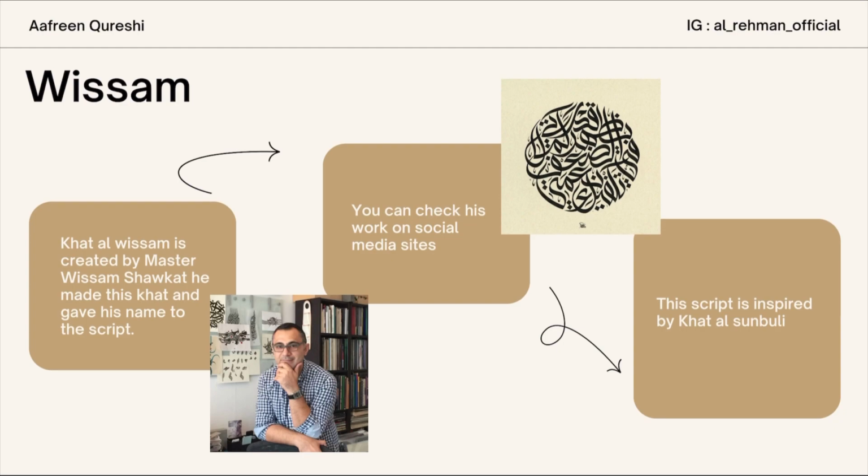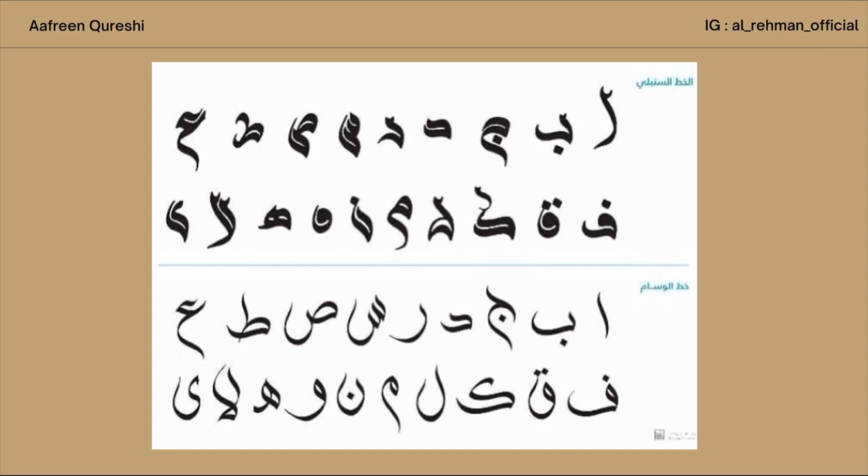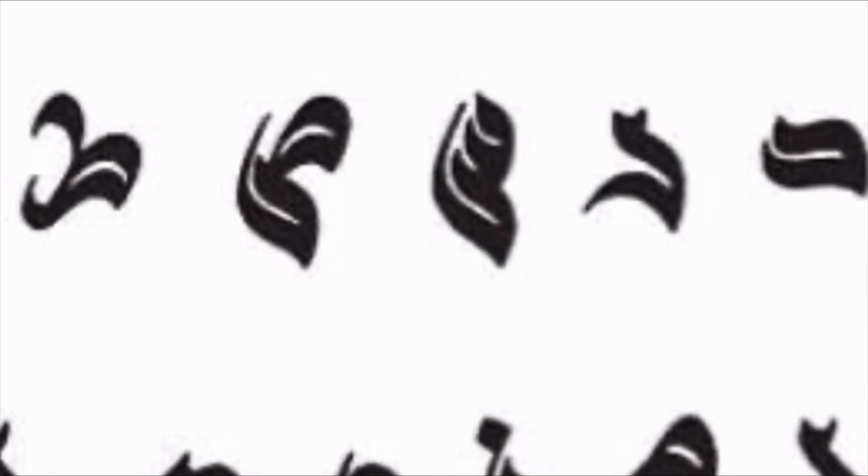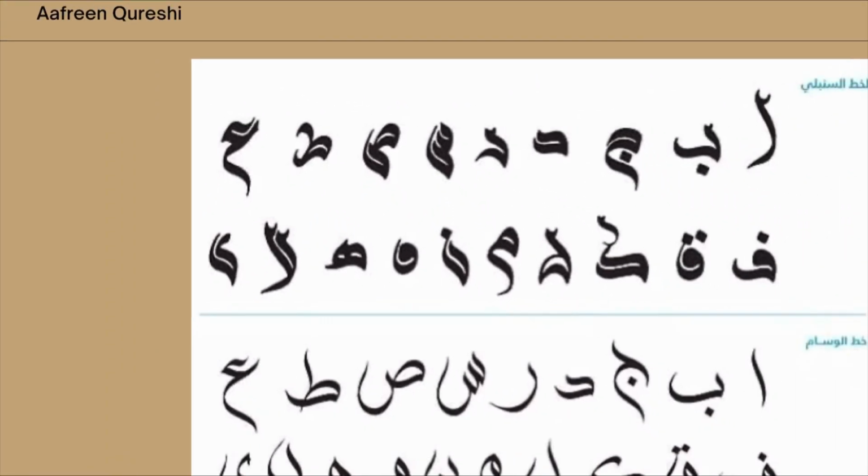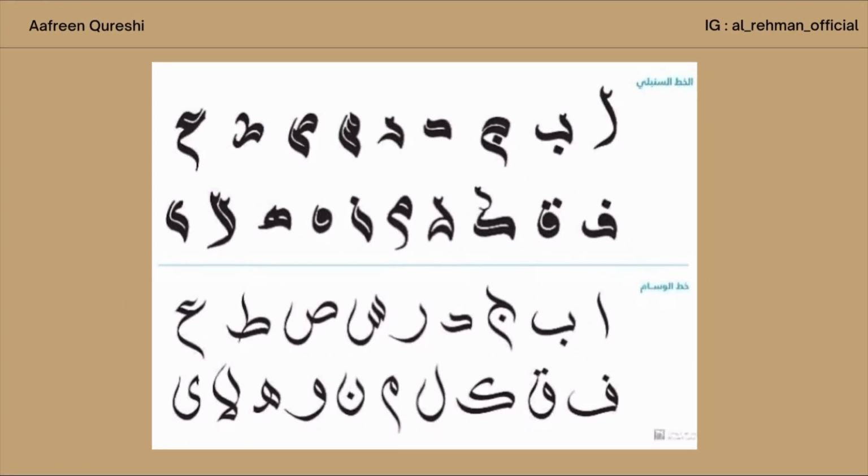And this script is inspired by Khat al Sunbuli. So let's see what is the difference between these two. Here the bold letter one is Khat al Sunbuli, and below it is Khat al Wissam. You can see clearly that in Khat al Sunbuli there are lots of curves, right? If I zoom it here, look at Seen, Swat, lots of curves. Now if I zoom here, again we have lots of curves, but these two are identified as two individuals, okay? And it is quite understandable in comparison to the Sunbuli.